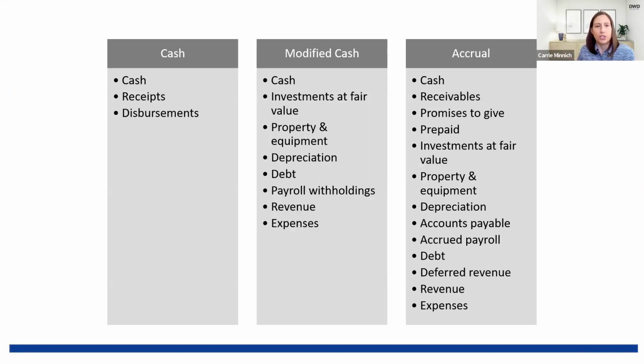On this screen, it tells you the difference between the three bases of accounting. As you can see, the cash basis, the simplest form, all we have is the cash balance, receipts, and disbursements. Then we move to the right with modified cash basis. As you can see, we're adding investments, we're adding property, debt, those types of things. So if your organization has a large amount of fixed assets or a large amount of investments, you probably want to be at least on the modified cash basis so that you can show these assets on your balance sheet, because those are, again, very important assets of the organization to show.